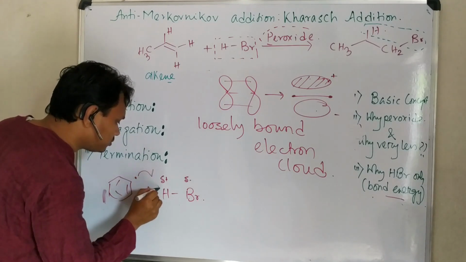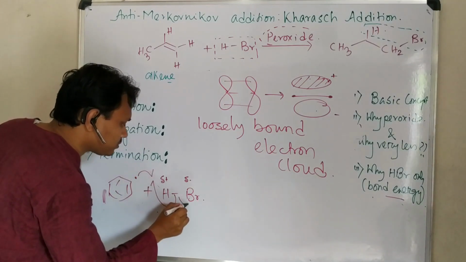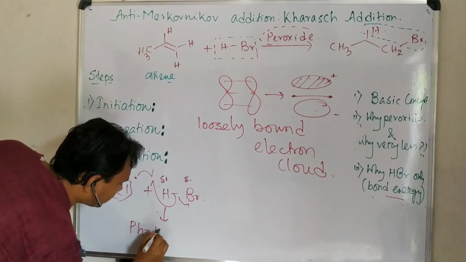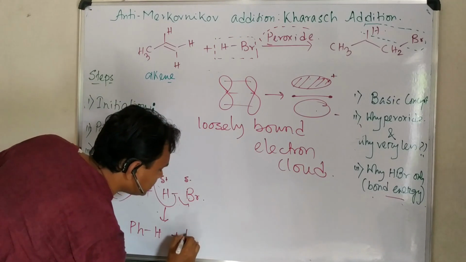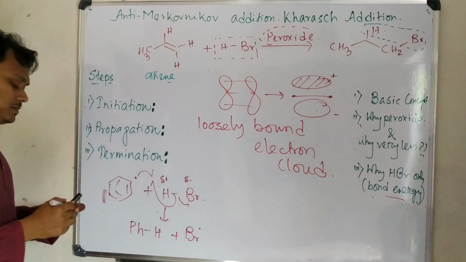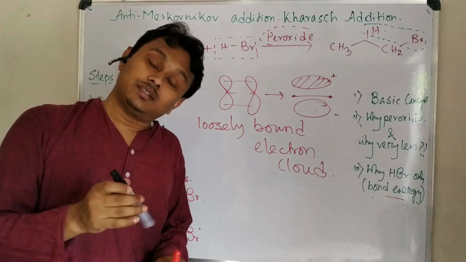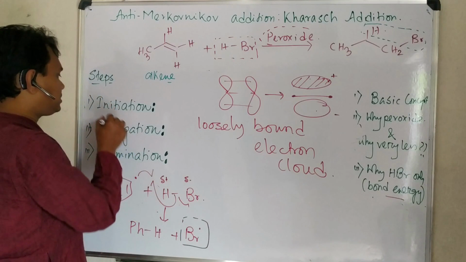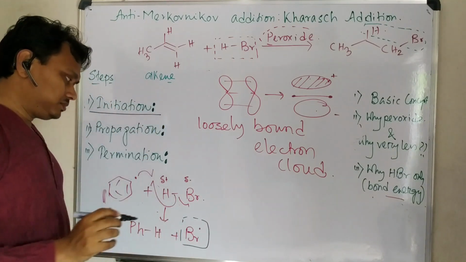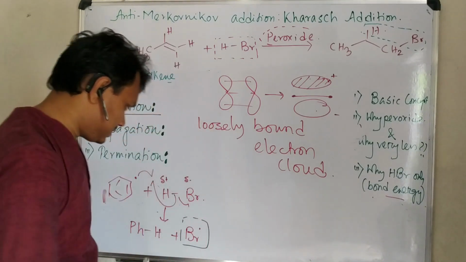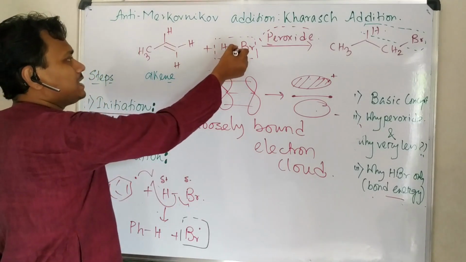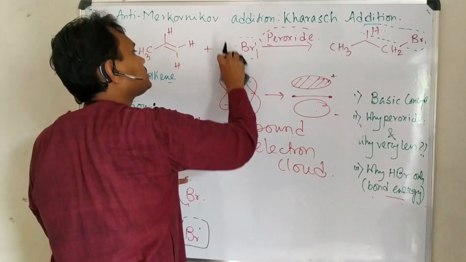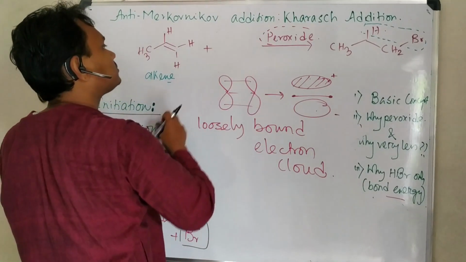So this is one electron movement; from this bond one electron will come. So what will be the product? It will produce PhH, this is benzene, plus Br dot. So this Br dot is the actual reacting species. So here the initiation step is finished. Till now what we have discussed is the initiation step. So in presence of peroxide, HBr produces this Br dot.